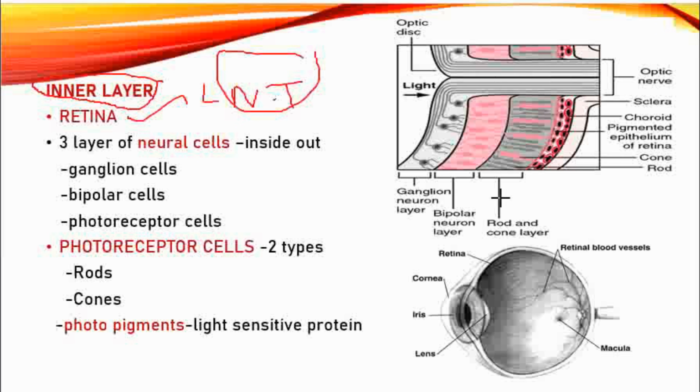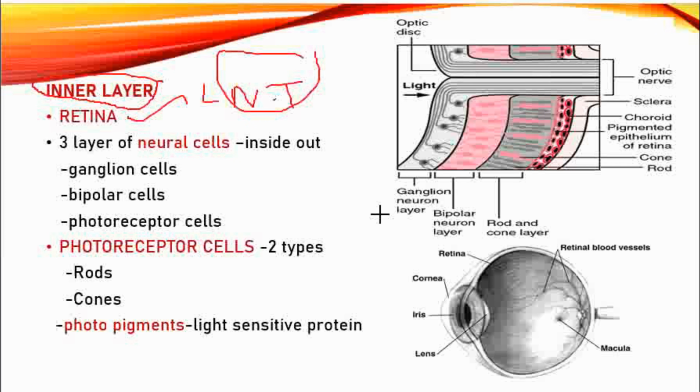What is the function of the retina? It receives images and sends them as electrical signals through the optic nerve to the brain. So that is the basic function of the retina. It receives the images and sends them as electrical signals, which pass through the optic nerve to the brain. So that is about the retina.